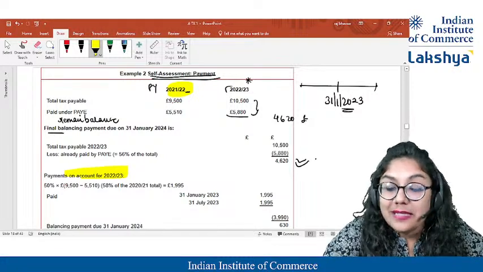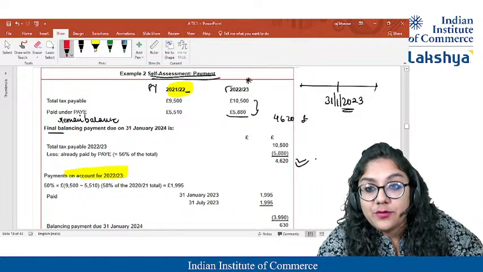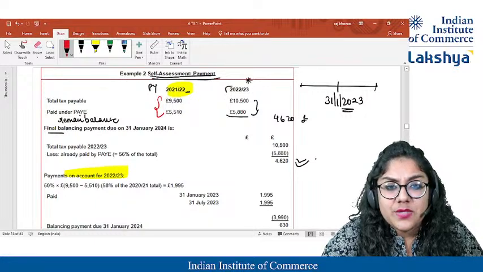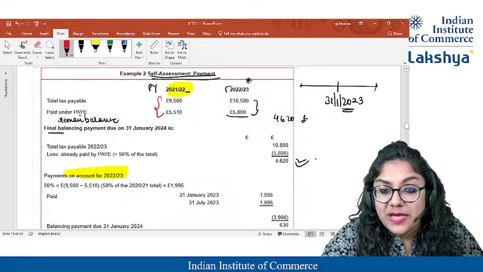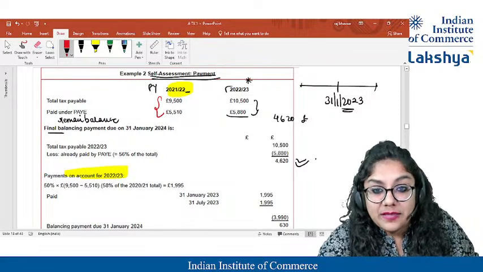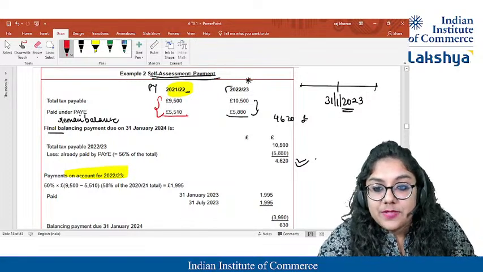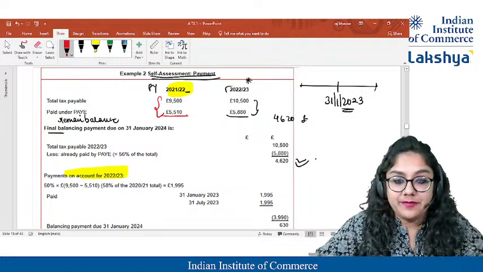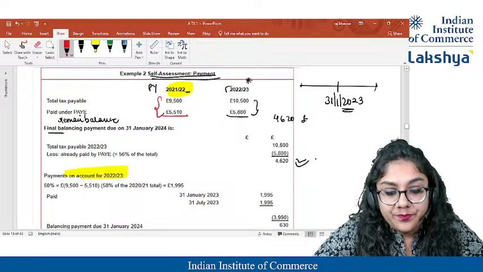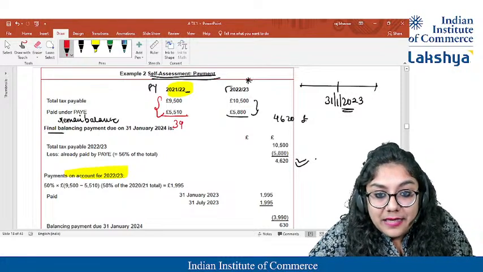Baba, you have to think. You have to come up over here. I have to take up the difference between them. I have to make the payments for 22-23, and how much will I make the payments? First of all, I would like to make the payments on the difference, which comes to 9500 minus 5510. Am I getting 3990?